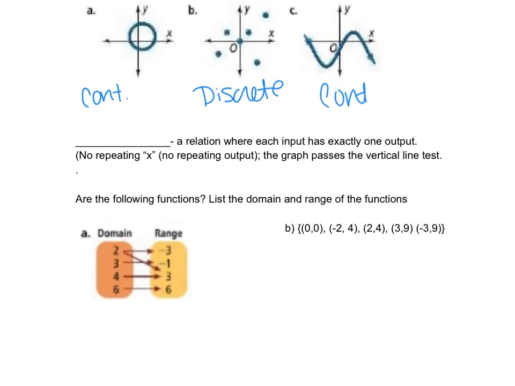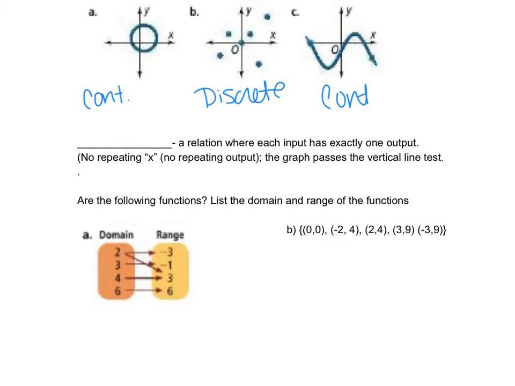All right, the next part: blank is a relation where each input has exactly one output, that no x's are repeating, and the graph passes the vertical line test. Well, that has to be a function. So the x's cannot repeat. So no repeating x's. Oh, I see, this should be input. My bad. Fix that on your notes.